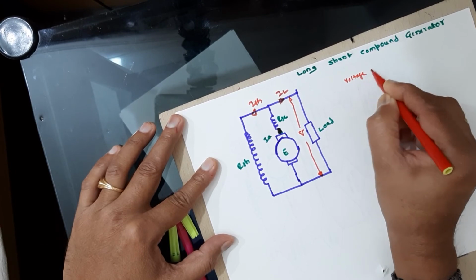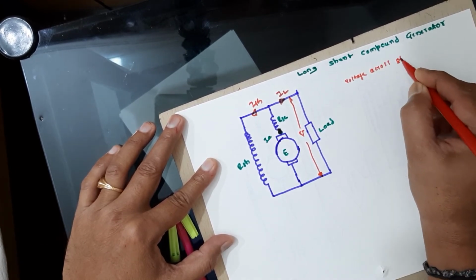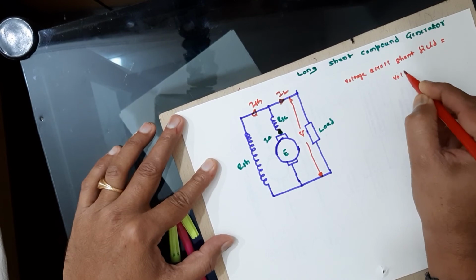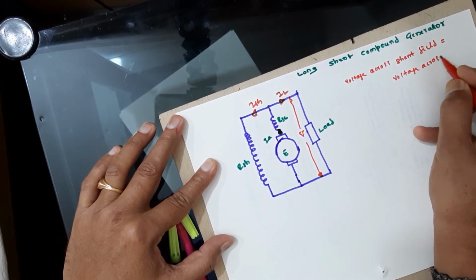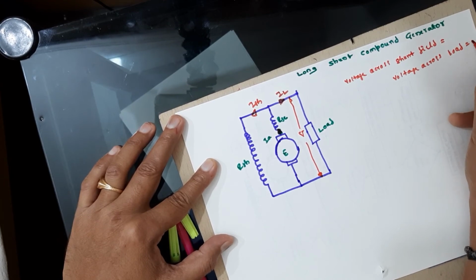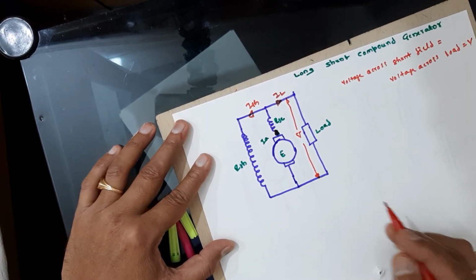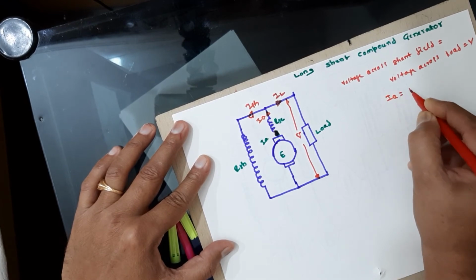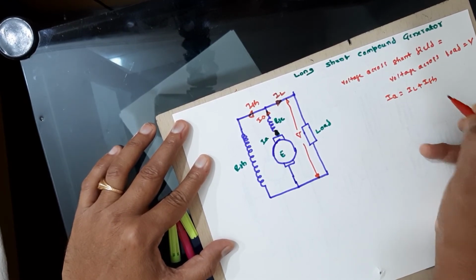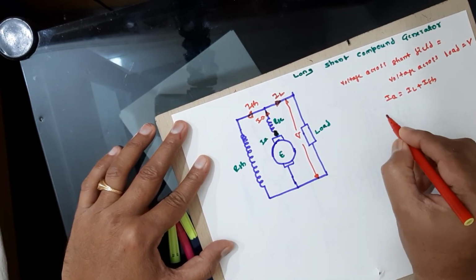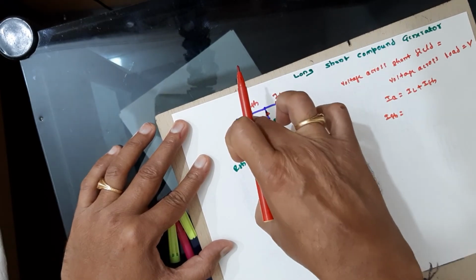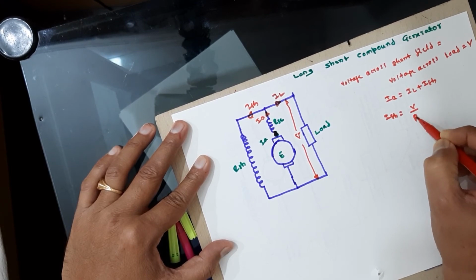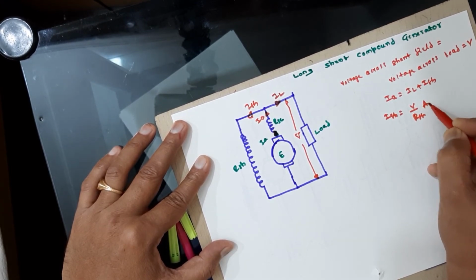Okay, I'll write that first. Voltage across shunt field is equal to voltage across load, that is equal to V. Next, once again IA is equal to IL plus ISH, and ISH is V divided by RSH, since the voltage across the shunt field is V and its resistance is RSH, which gives the field current.